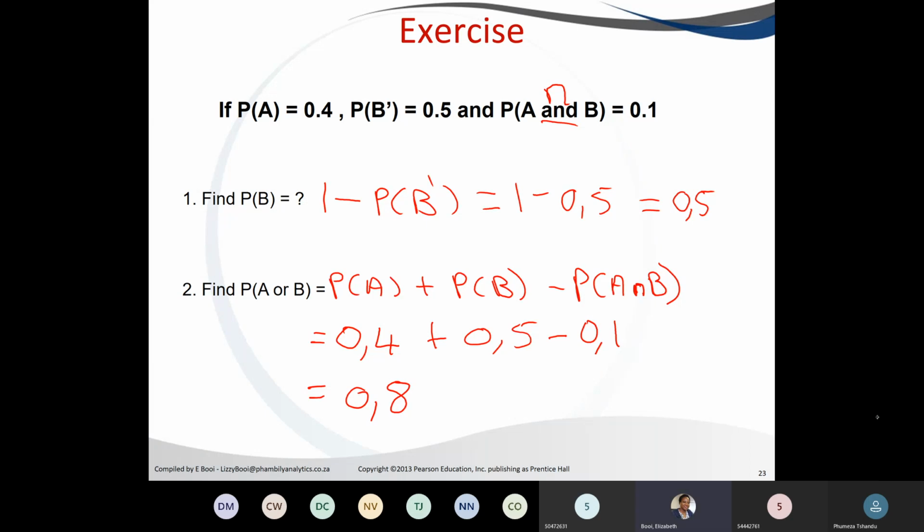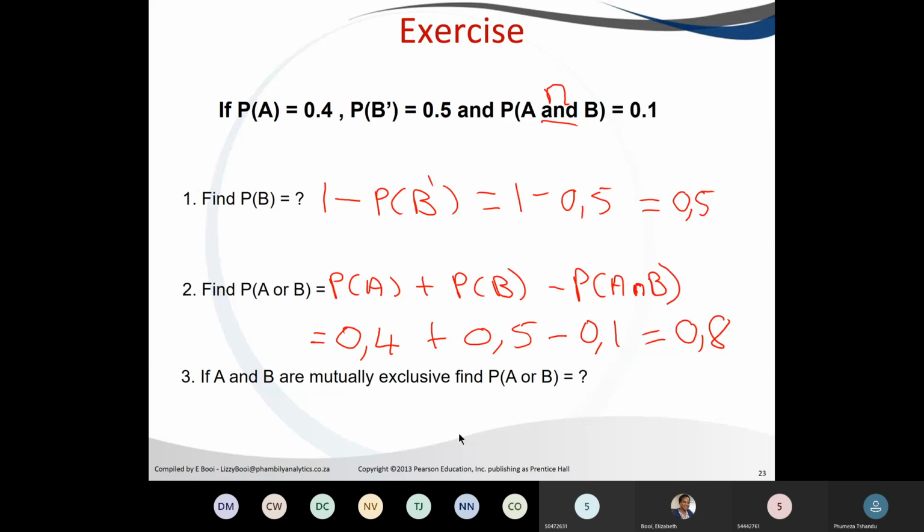The last question, I'm going to remove this 0.8 here. Just give me a sec, because there is a last question. If A and B are mutually exclusive, what will be the probability of A or B? I'm not going to give you the formula. Zero.